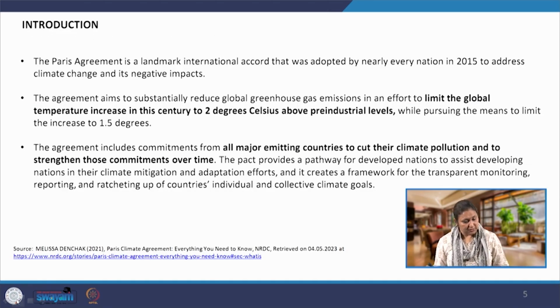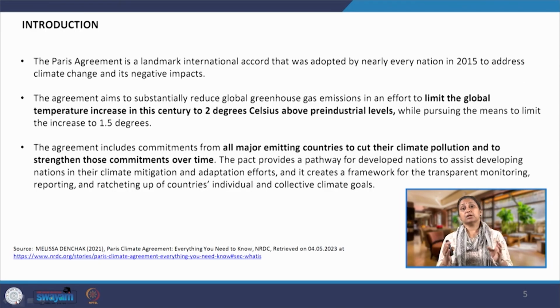So, Paris Agreement is considered to be a landmark international accord that was adopted by nearly every nation in 2015, unlike Kyoto Protocol, where we saw that some of the biggest parties withdrew from becoming the signatory, or they did not ratify Kyoto Protocol. But here, Paris Agreement was nearly adopted by every nation in 2015, that was the COP21 that was held in Paris.